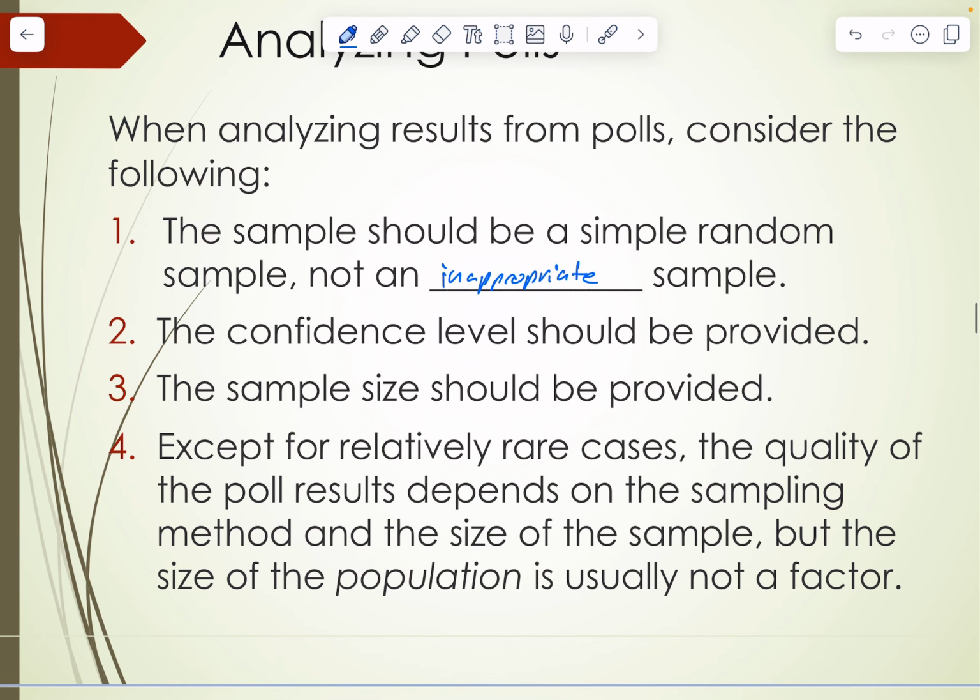The confidence level should be provided. So in a result, make sure to see that the confidence level is provided. Is it 99% confident, 95% confident? The sample size should also be provided.